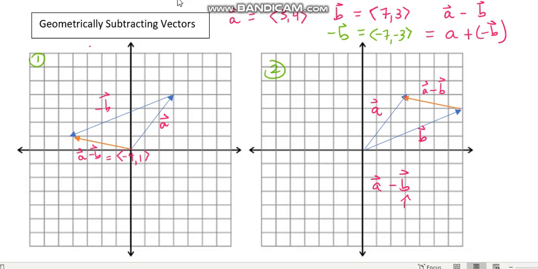Okay, algebraically, on the other hand, it's a lot easier to subtract vectors. You're just going to subtract their like components. So we can double check ourselves. We would take 3 minus 7, and we get negative 4, and 4 minus 3, and we get 1, and there are the components, negative 4, 1.